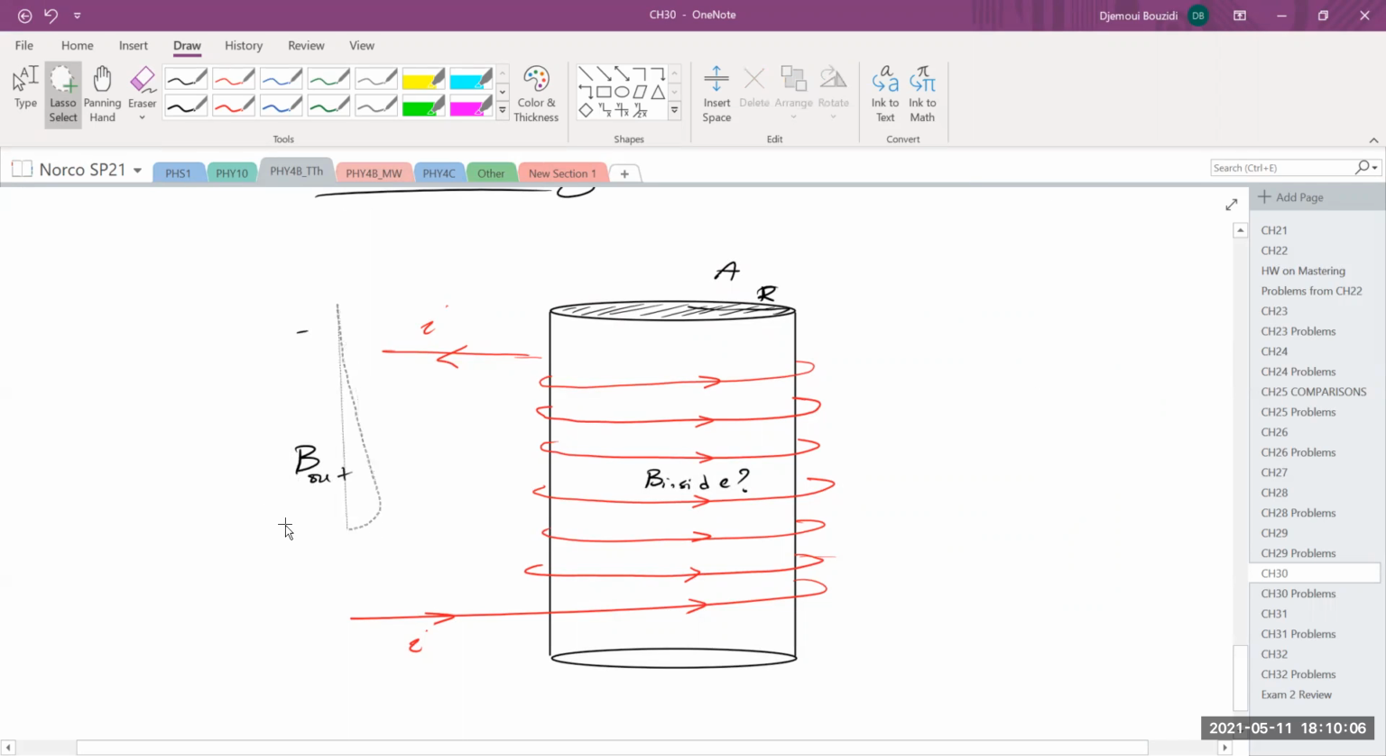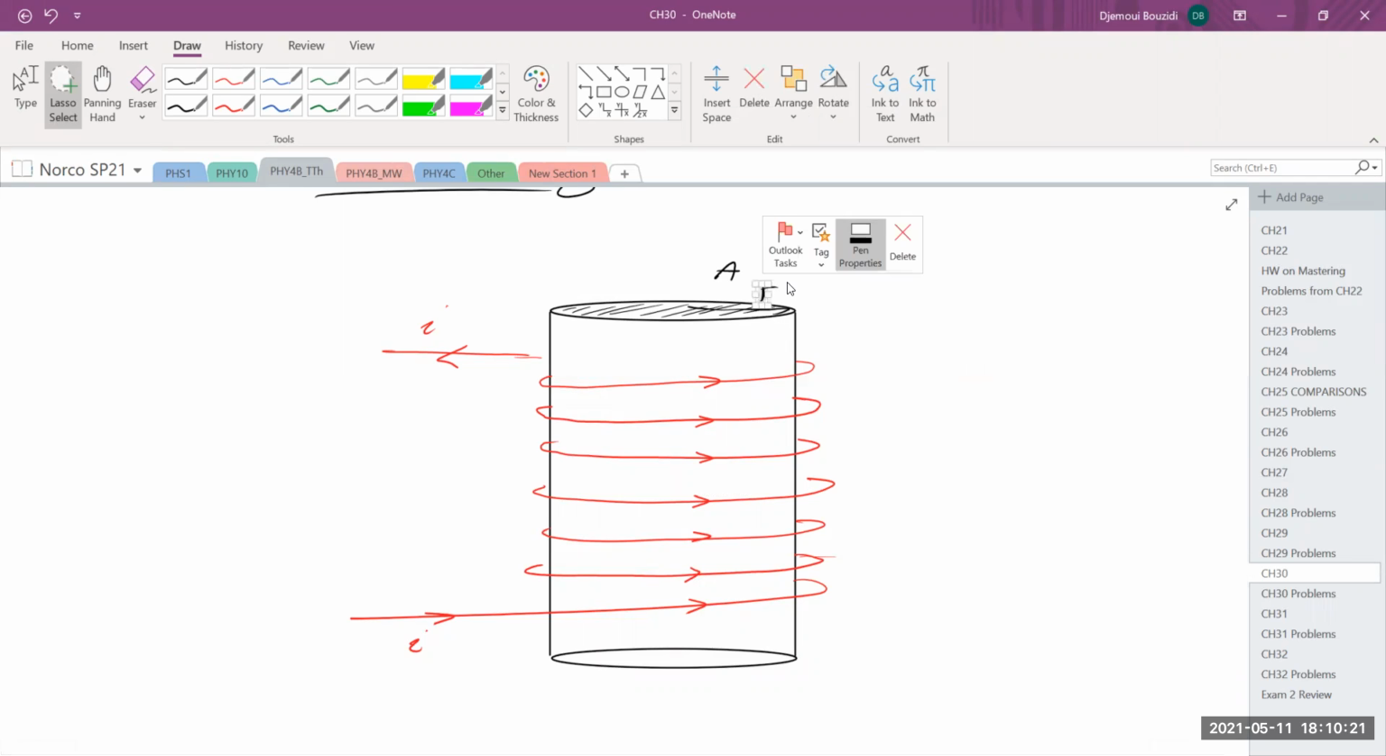So let me select this stuff in here and delete it out. And I need the area actually. So this is the solenoid. We just found its magnetic field that it produced.